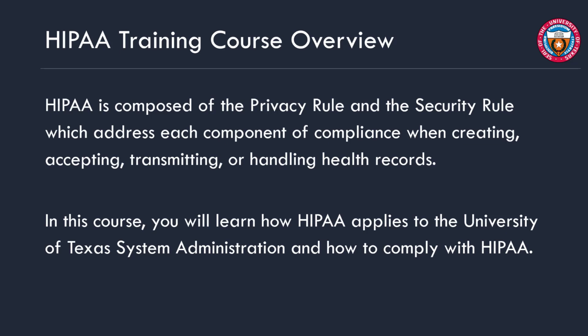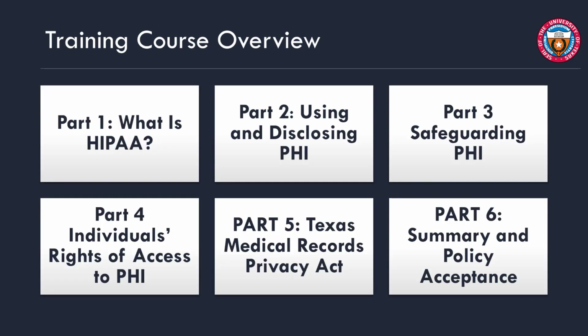In this course, you will learn how HIPAA applies to the University of Texas System Administration and how to comply with HIPAA. This course is divided into 6 parts covering the major components of HIPAA. Part 1, what is HIPAA? Part 2, using and disclosing PHI. Part 3, safeguarding PHI. Part 4, individuals' rights of access to PHI. Part 5, the Texas Medical Records Privacy Act. And Part 6, summary and policy acceptance.